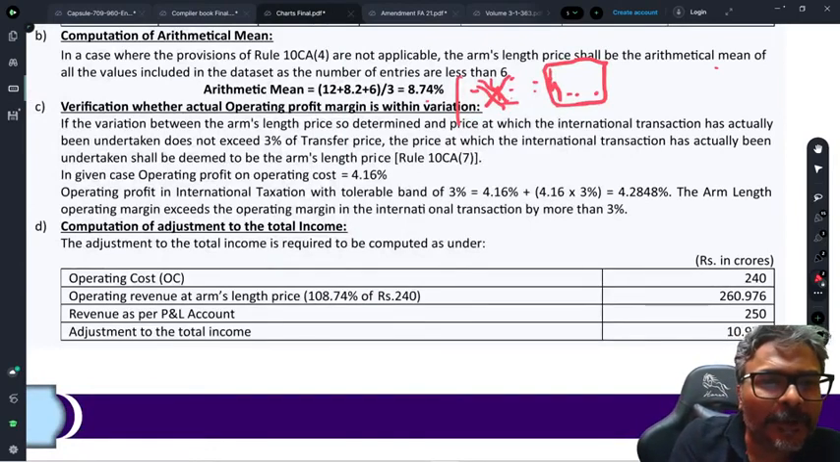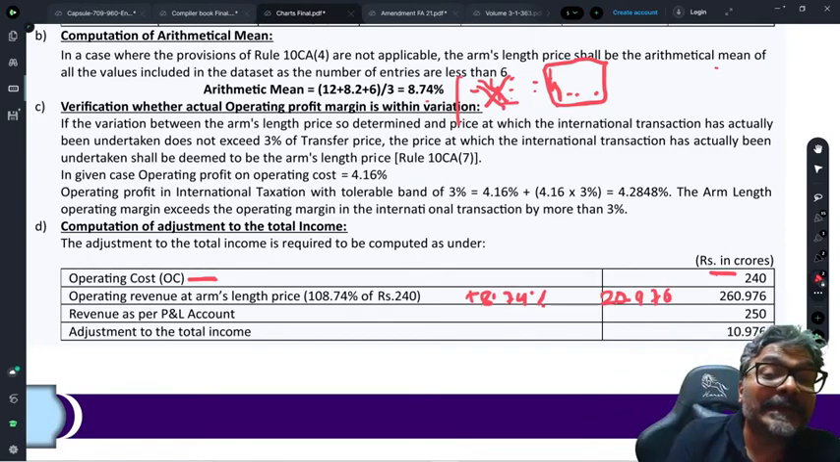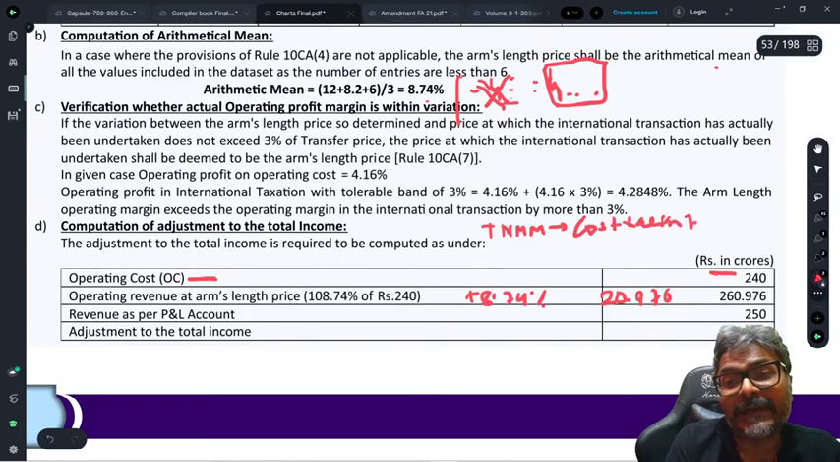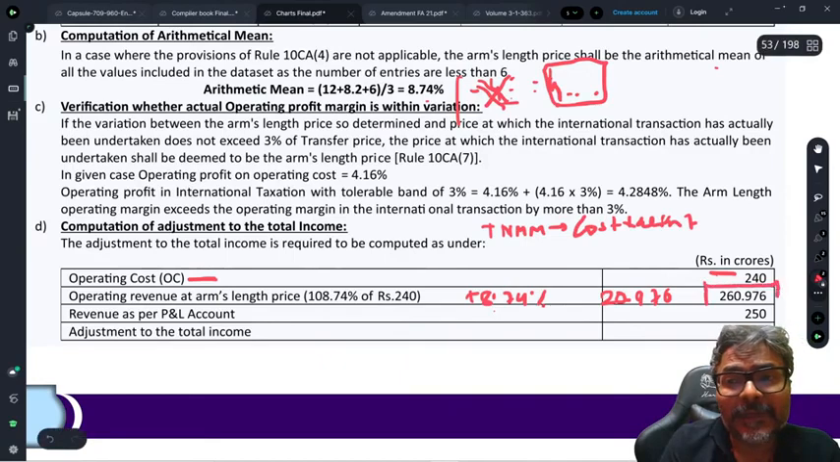So here, students, on the operating cost of 240, please add 8.74%. 8.74% comes to 20.976. Directly the answer on the operating cost, because it is a TNMM method, students, please pay attention. It is a TNMM method with the cost variant. So the margin has to be added to the operating cost of 240. I'm adding 8.74%, which gives me 20.976. So how much should be my arm's length price?